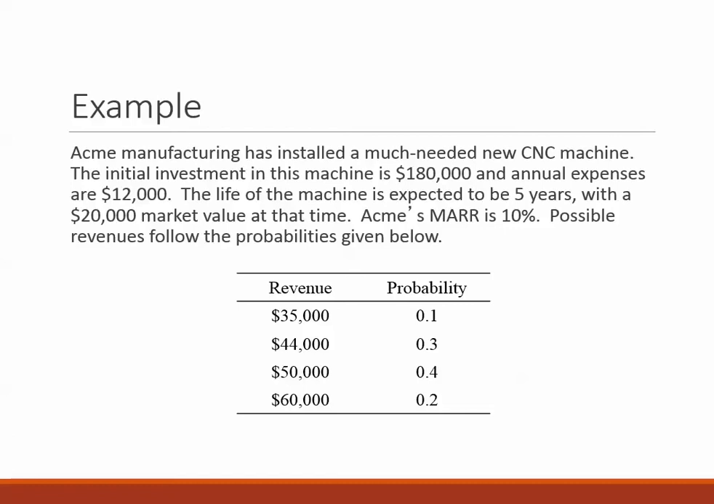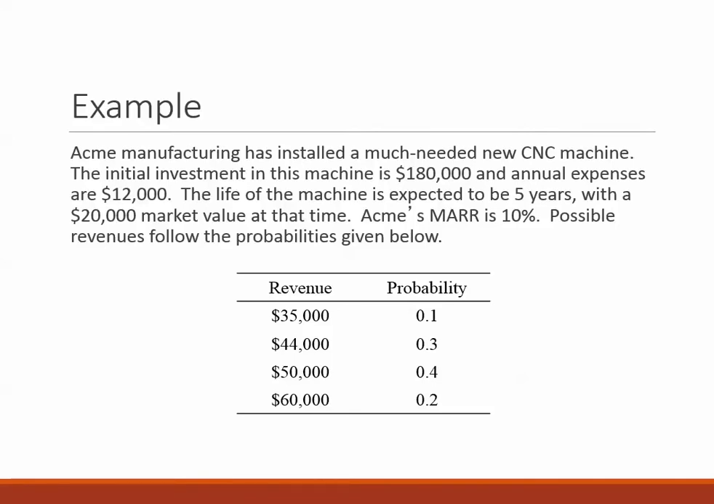It says, Acme Manufacturing has installed a much needed new CNC machine. The initial investment in this machine is $180,000 and annual expenses are $12,000. The life of the machine is expected to be 5 years with a $20,000 market value at the time. Acme's MARR, minimum attractive rate of return, is 10%. Possible revenues follow the probabilities given below.